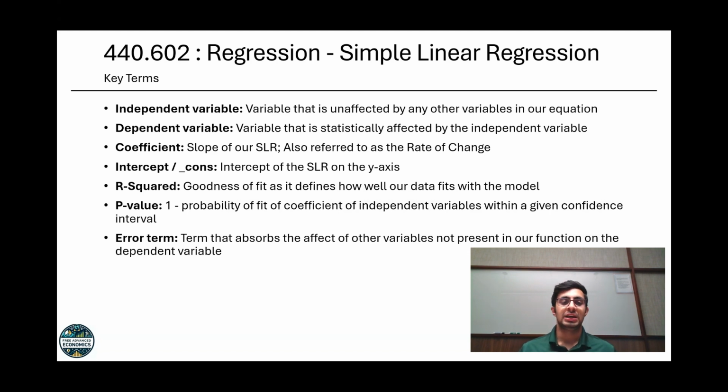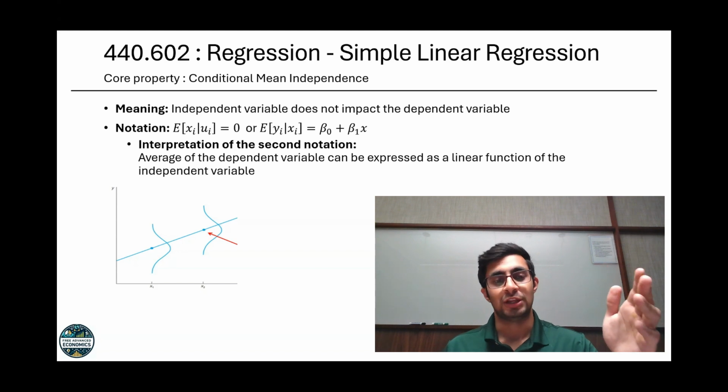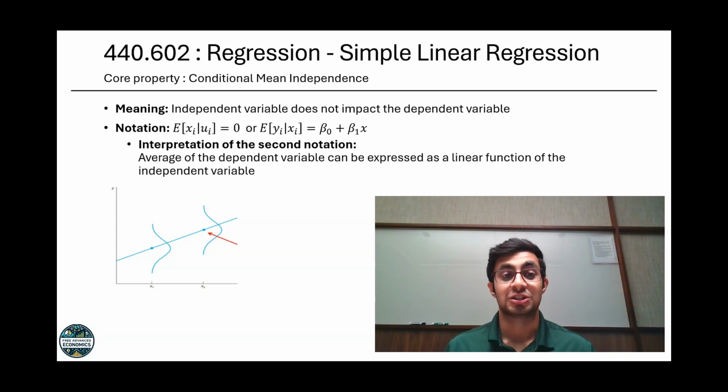The error term is an end all be all term which absorbs all the variables that are not there in our simple linear regression. And you'll learn more about this in our next few slides, where I use an actual data set to work through this. In this slide, let's talk about the core property of simple linear regression, which is conditional mean independence.